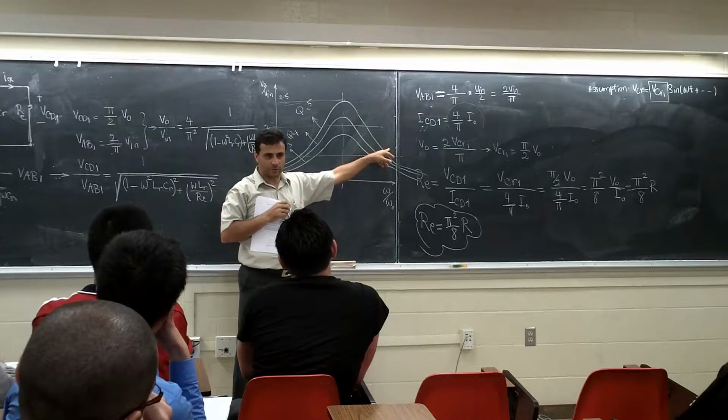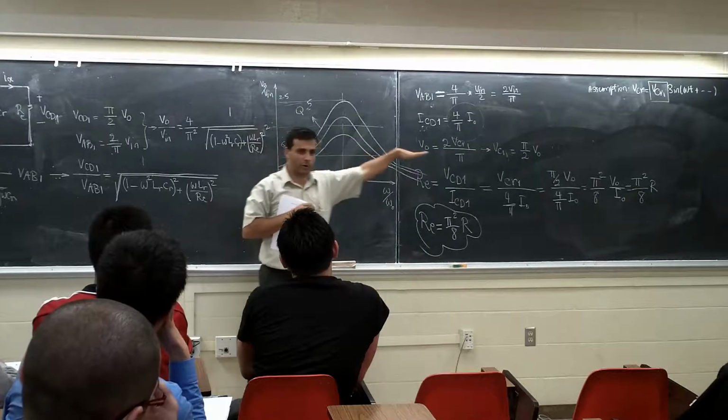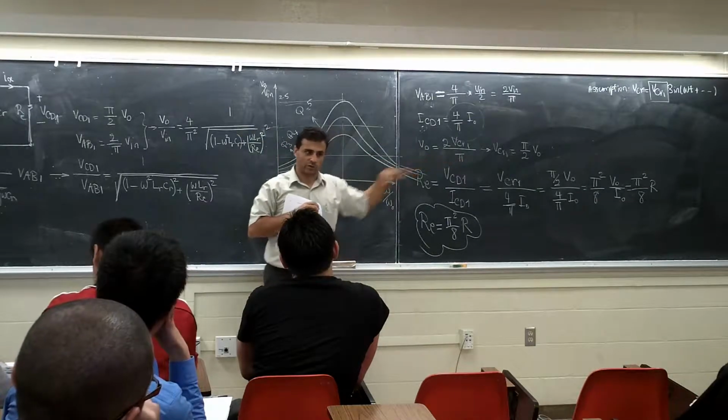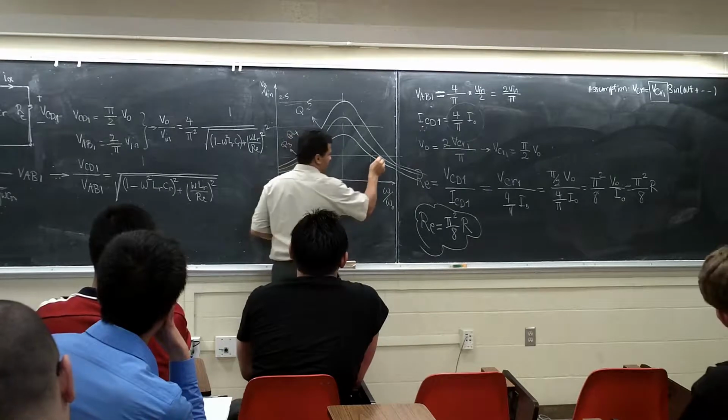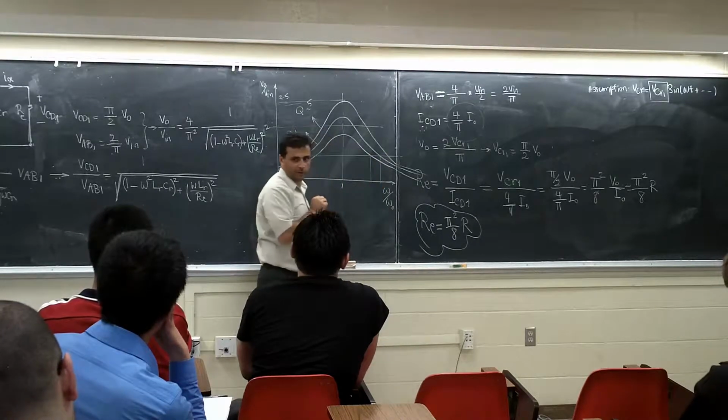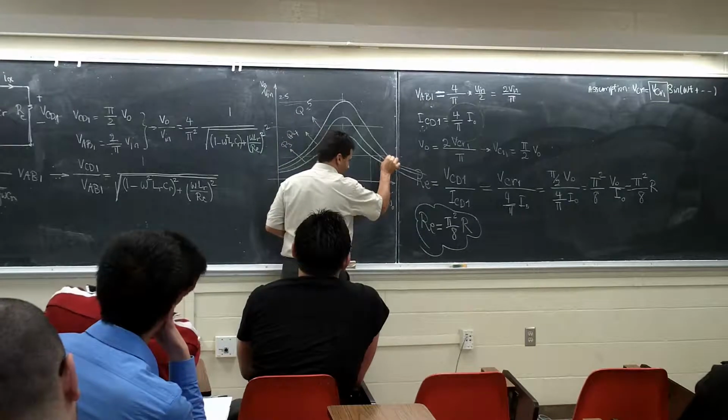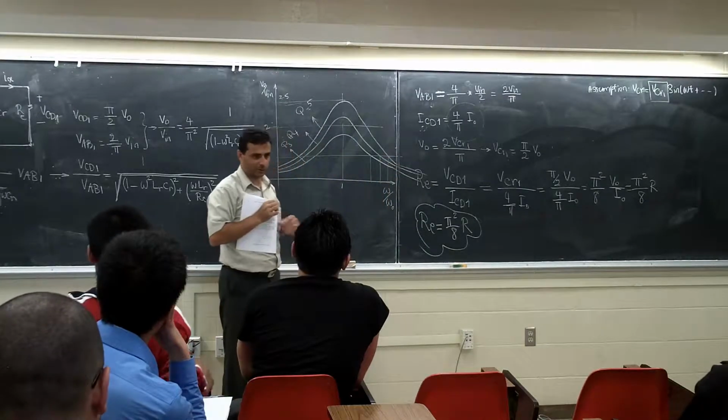This is the maximum Q. This line should cut all of them. Which means, okay, if I have this much load, I switch at this frequency. If I have that much load, I switch at this frequency. If I have that much load, I switch at this frequency.